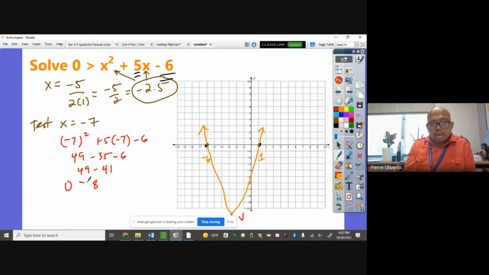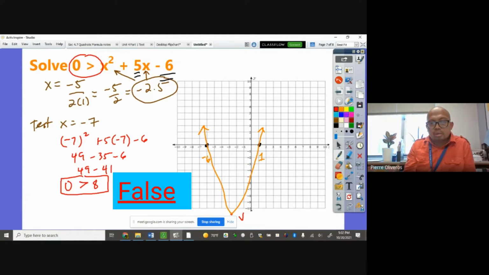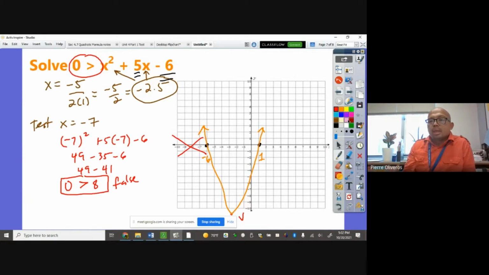Is 0 greater than 8? True or false? The answer is false. So we know there will be no answer again right there. Let's pick between -6 and 1, which is 0, the easiest one. So let's test for 0.